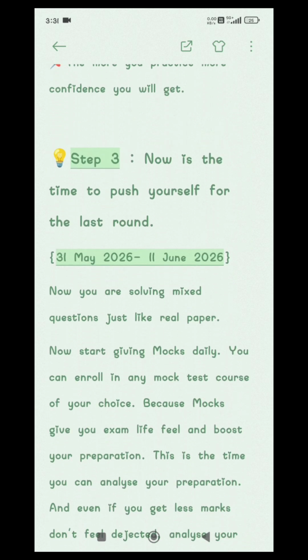Now comes step 3. This is the time to push yourself for the last round. Your step 3 is from 31st of May to 11th of June. We have the exam on 13th of June. 12th is the buffer day, so you have to relax and chill.